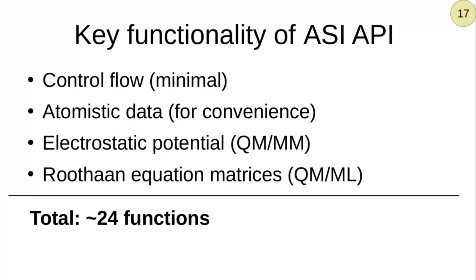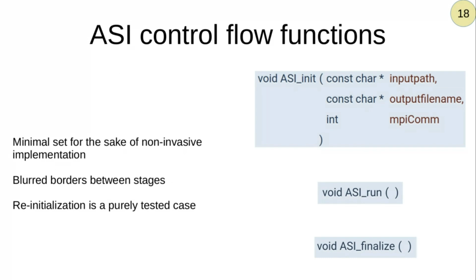Of course, electrostatic potential functions for export and import of electrostatic potentials, for QMMM applications, and functions for transfer of Roothaan equation matrices for machine learning applications, for interactions of DFT codes with machine learning models. Overall number of functions is approximately 24. Some of them can be used interchangeably, so it's approximate.